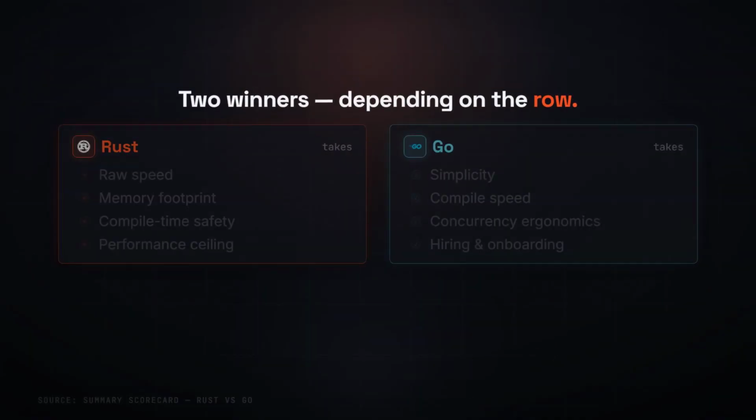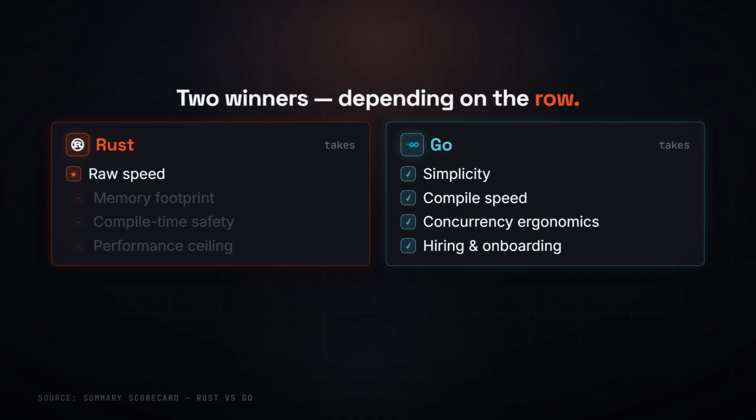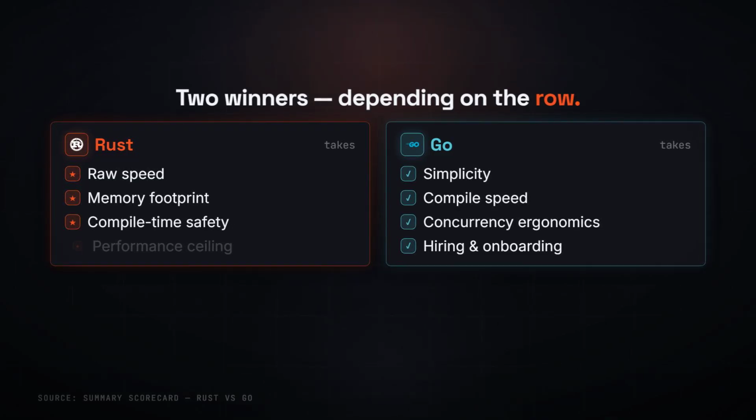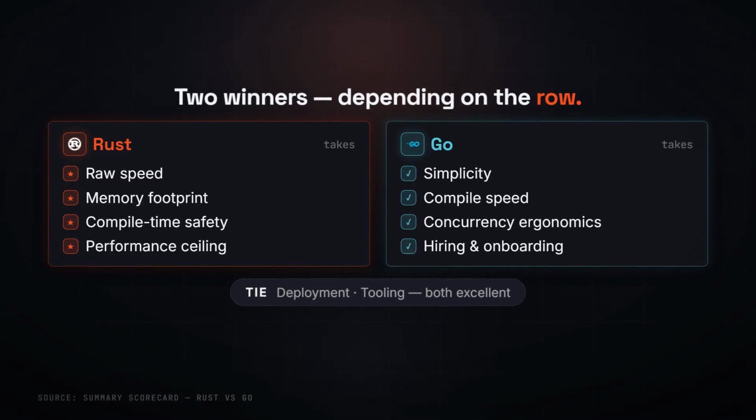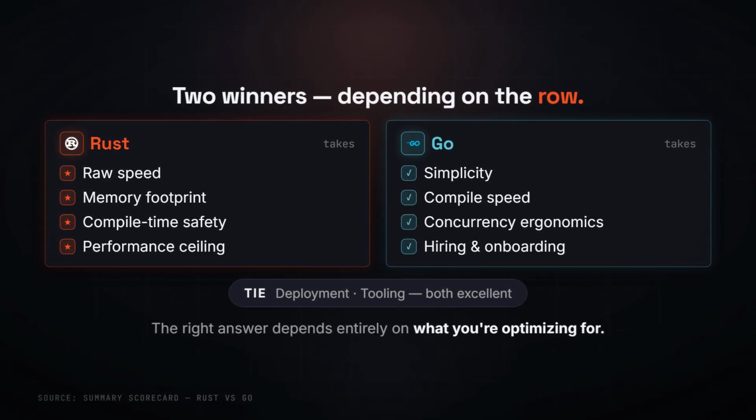The scorecard then. Go takes simplicity, compile speed, concurrency ergonomics, and hiring. Rust takes raw speed, memory, compile time safety, and the performance ceiling. Deployment and tooling, both excellent, call it a tie. Two winners, two columns, and the right answer depends entirely on what you are optimizing for.